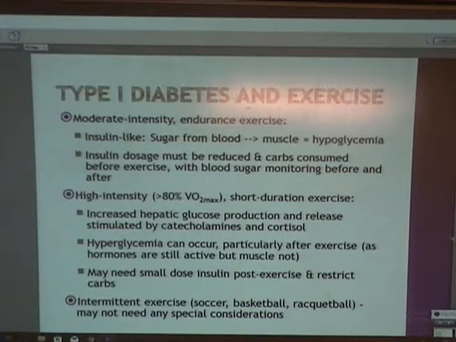The research on intermittent type exercise, so like a soccer game or a basketball game or playing racquetball or tennis, something that's stop, start, there's not a lot of research on that type of activity at the moment. The little bit there is suggests that you might not need to worry too much because of the type of exercise, but I always think if it's a type 1 person, you just need to keep your eyes on them all the time.